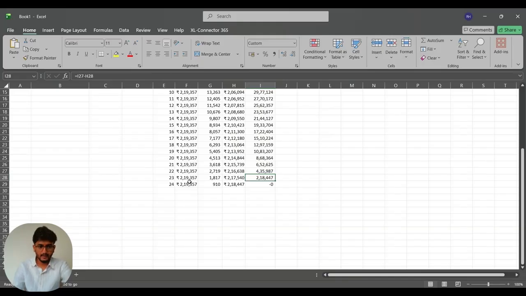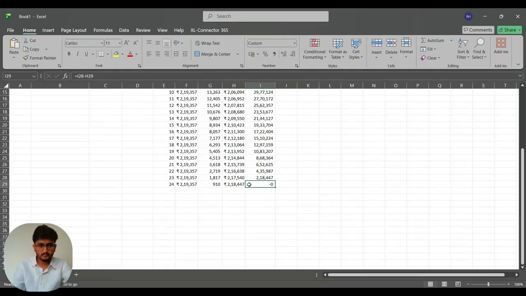And the last month, the 24th month, we have to do the same. The 24th month is the EMI, then interest, then the actual amount. Then we'll pay the last debt of 2,18,447. This month we are paying 2,18,000. Then the loan amount was 0, closed.